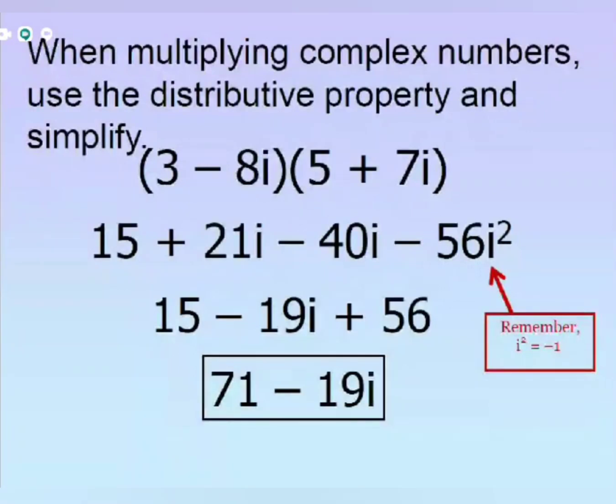When multiplying complex numbers, use the distributive property and simplify. (3 minus 8i) into (5 plus 7i). Then we have 3 into 5 equal to 15, plus 3 into 7i equal to plus 21i. Minus 8i into 5, minus 40i, minus 56i square. Using the property of i square equal to minus 1, putting the value of i square, we have 15 minus 19i plus 56. Then we have 15 plus 56 equal to 71 minus 19i.